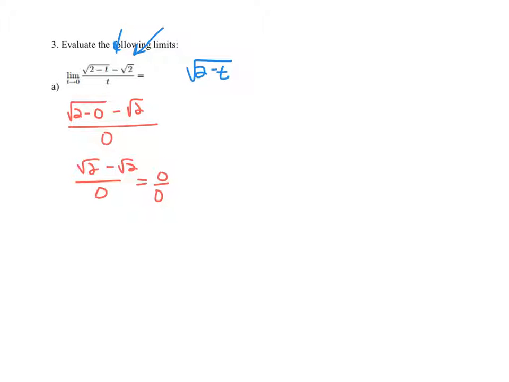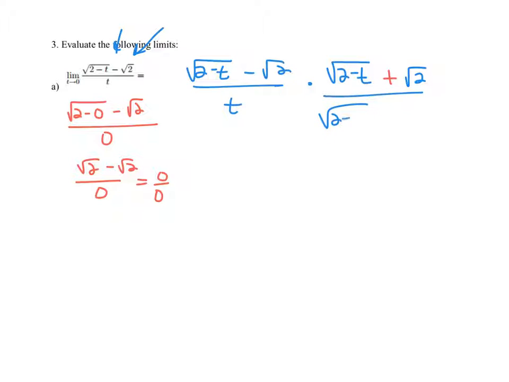So I'm going to rewrite this, and I'm going to multiply it by the conjugate of the numerator, because that's the one with the radicals. Multiplying by the conjugate simply means changing the middle sign to the opposite of what it is, and multiplying the top and the bottom by that same thing. Because you multiply by the conjugate, all you need to do is multiply the first and the last, because the middle two terms cancel out.